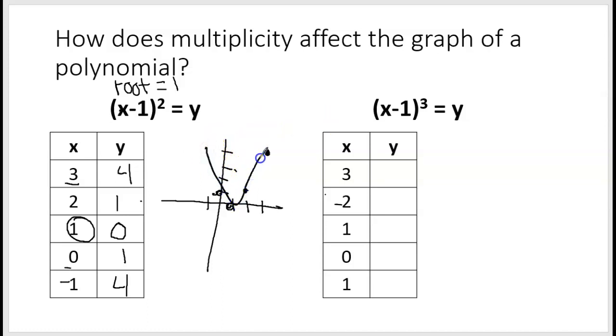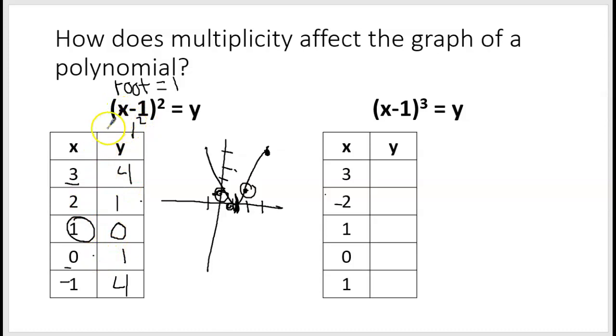What happens at the root here? Well, the root was the middle. That's where it touches the x-axis, right? If you plug in a number to the right, you get 1. If you plug in a number to the left, you also get 1. Here's what happens. When you do this, by plugging in 2, I get 1 squared.